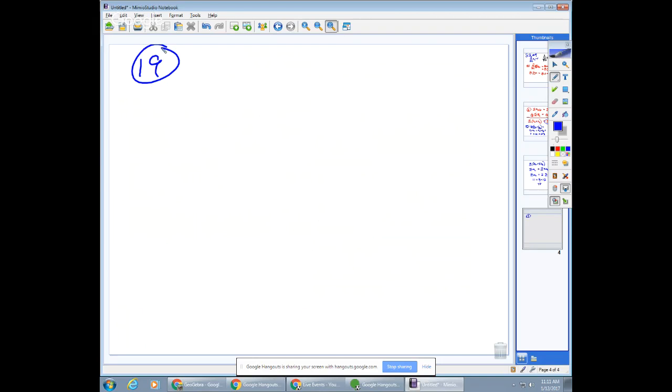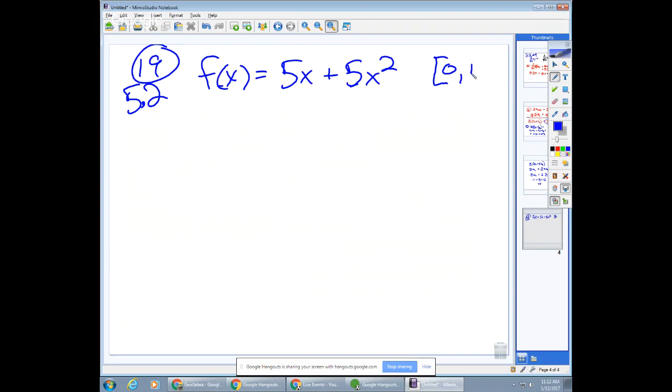in 5.2 you were given a function f of x equals something like, and yours had slightly different numbers, but it was close to this one, 5x plus 5x squared. And we were to look on the interval from 0 to 1. And we were to create a sum for the area under the curve. And we were asked to do right-hand endpoints.